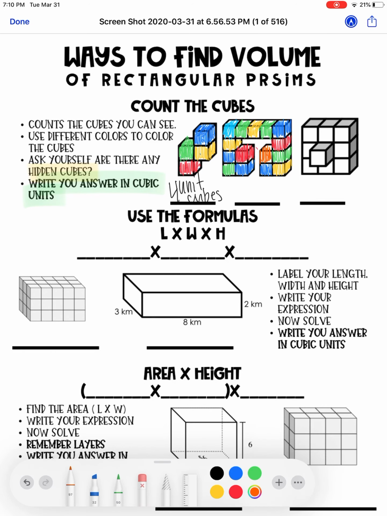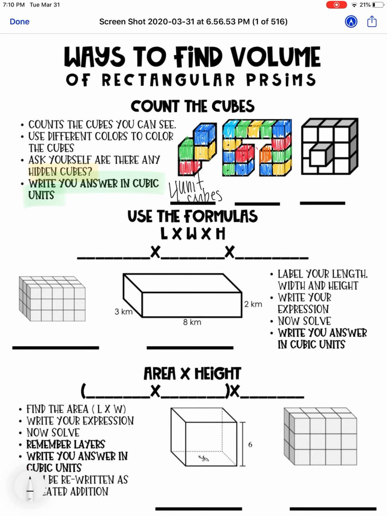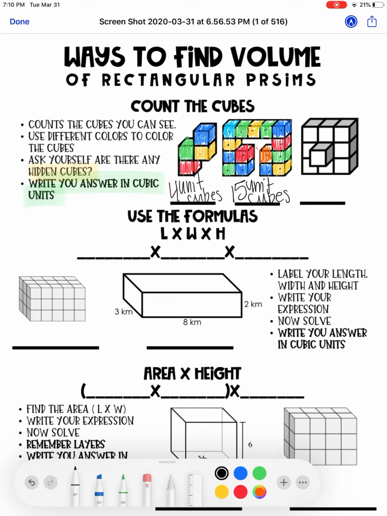Now guys, I already know Tristan's like, why do I have to use all these colors? You don't, but it's just to help you identify. So now let's count up these cubes. 1, 2, 3, 4, 5, 6, 7, 8, 9, 10, 11, 12, 13, 14, 15. This model is 15 unit cubes. Excellent.